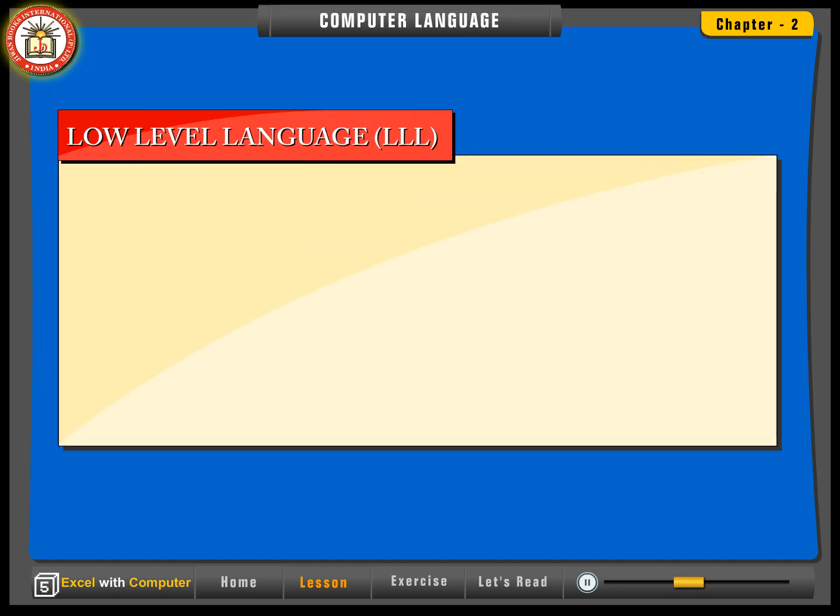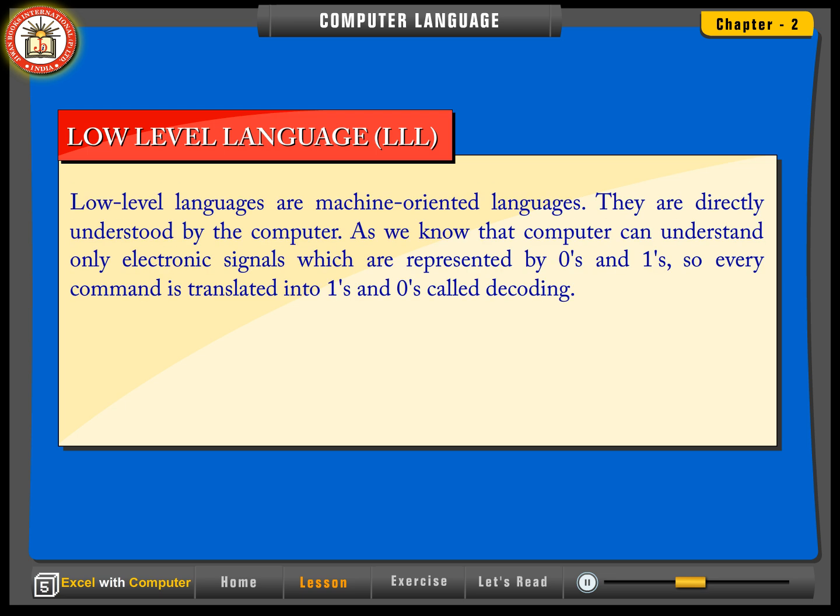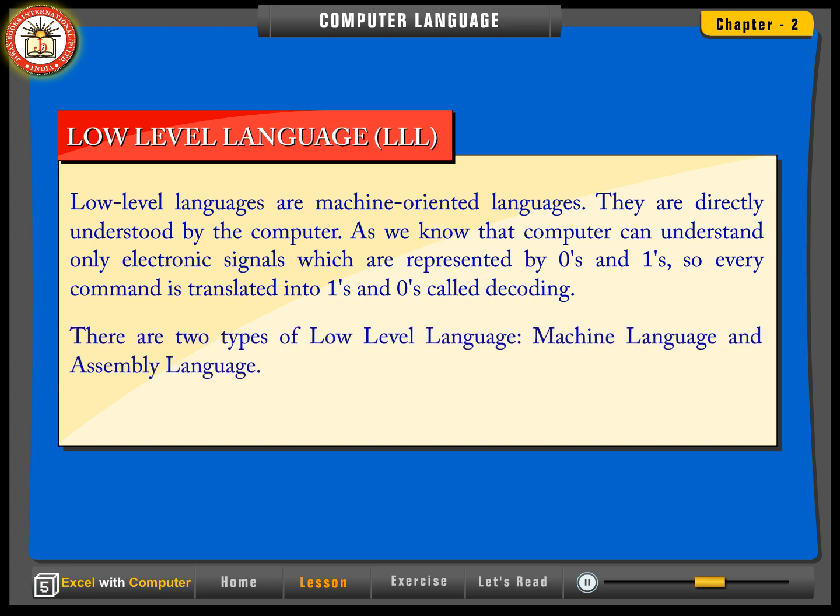Low-level language, LLL. Low-level languages are machine-oriented languages. They are directly understood by the computer. As we know that computer can understand only electronic signals, which are represented by zeros and ones. So, every command is translated into ones and zeros, called decoding. There are two types of low-level language: machine language and assembly language.